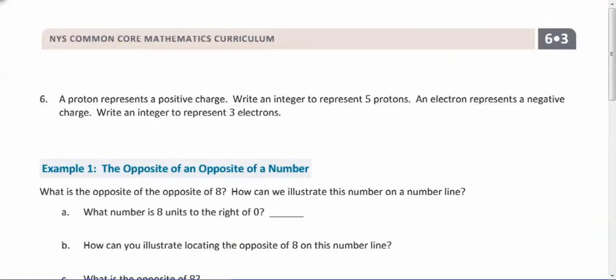So number 6, a proton represents a positive charge. Write an integer to represent 5 protons. Well, that's easy. 5 of them would be a positive 5. An electron represents a negative charge. Write an integer to represent 3 electrons. So 3 electrons would be negative 3.